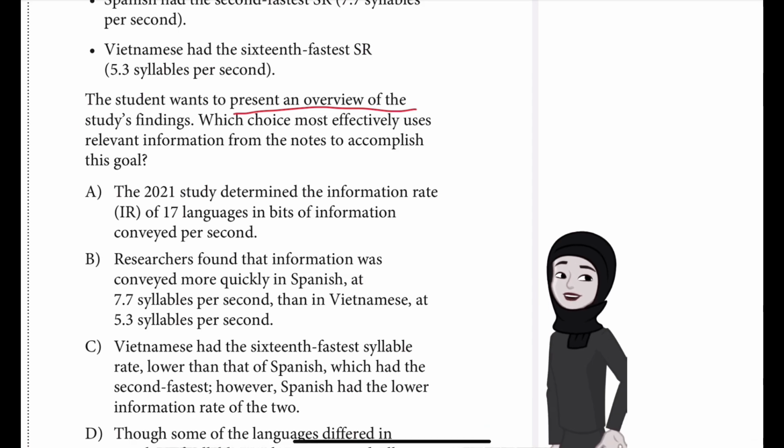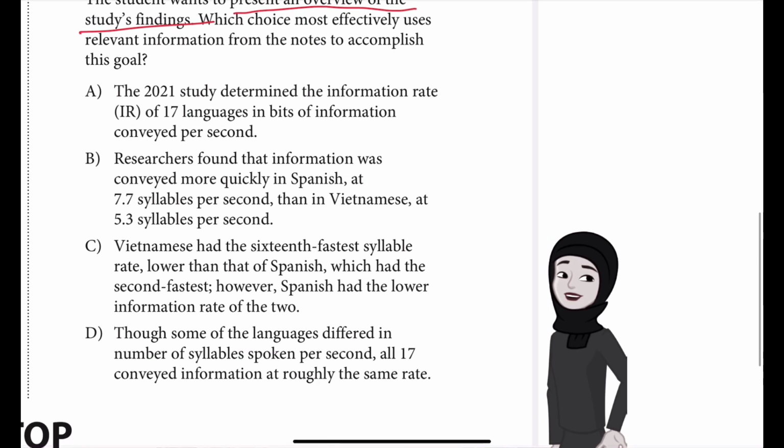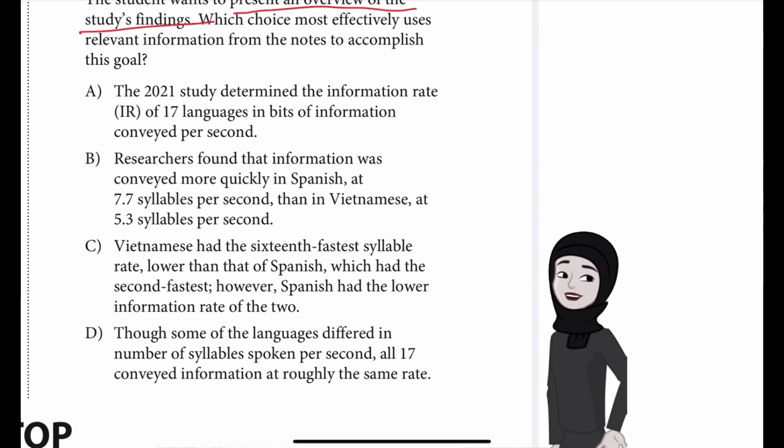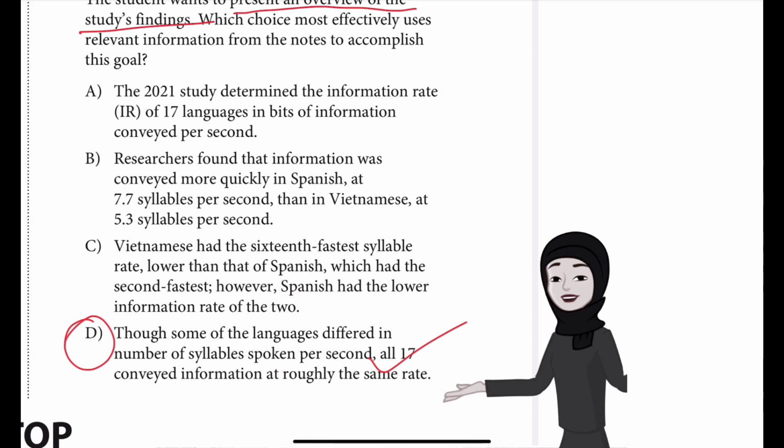So what does the student want to accomplish? He wants to just present an overview of the study's findings. So which should we choose? If you say D, well done, that is the correct answer. Choice D is the best answer.